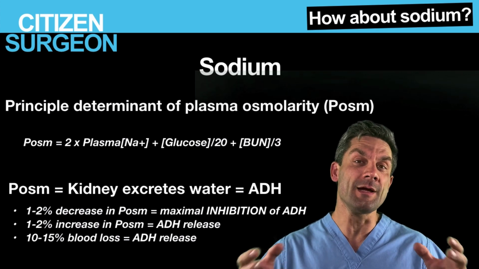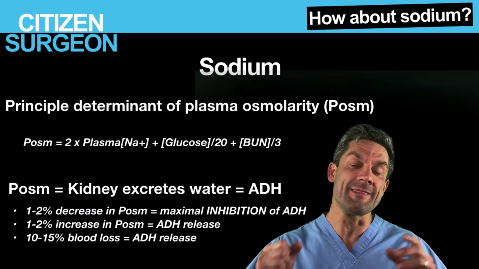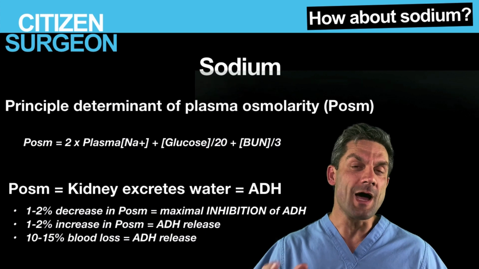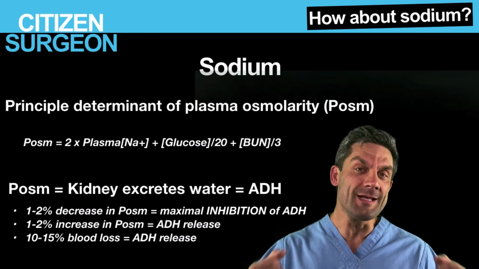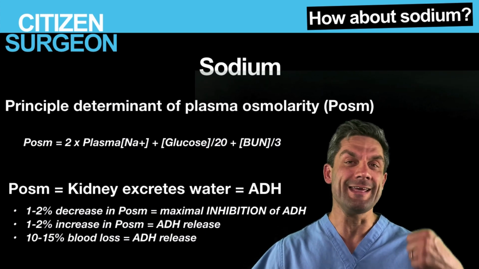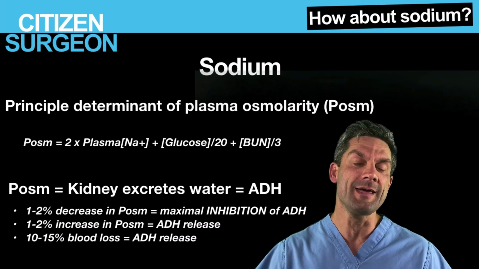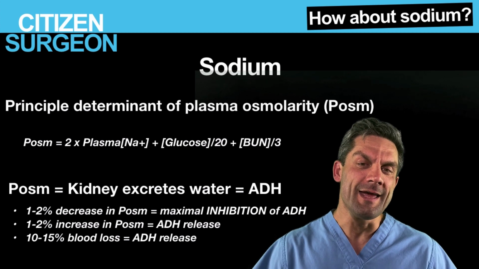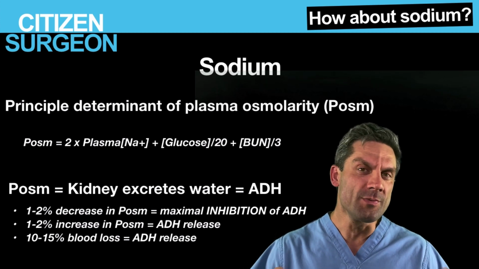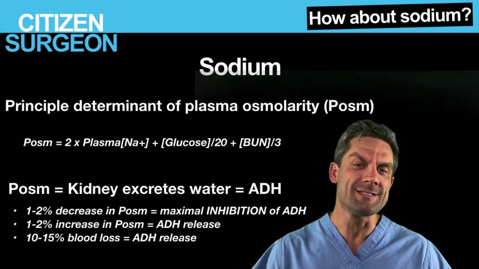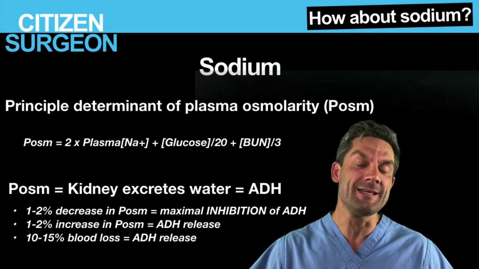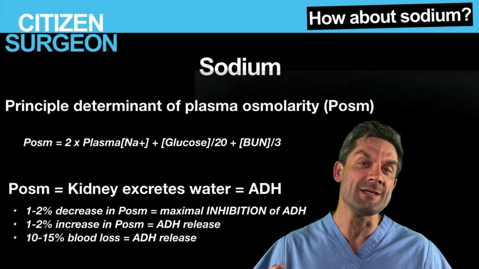And why is osmolarity important? It's important because in that first video on the metabolic response to injury, we talked about the fact that when you're injured, you get ADH secretion. Now, what are some of the big stimulants of ADH secretion? If we have a 1 to 2% decrease in our plasma osmolarity, that's going to be a strong inhibition of ADH secretion. And why is it going to be a strong inhibition?